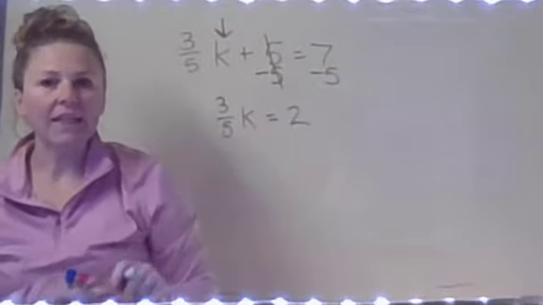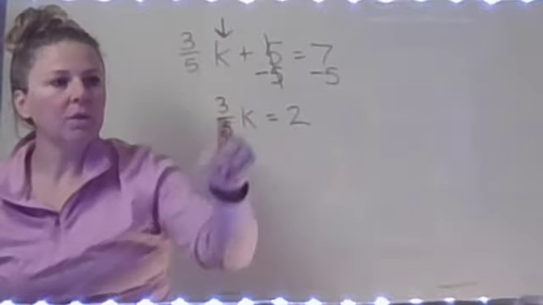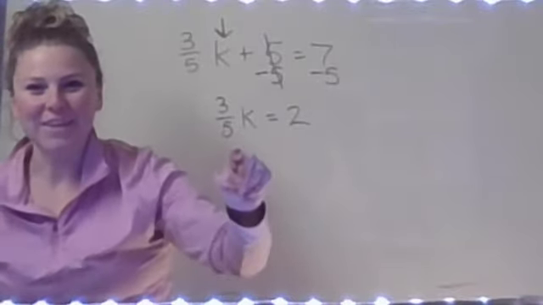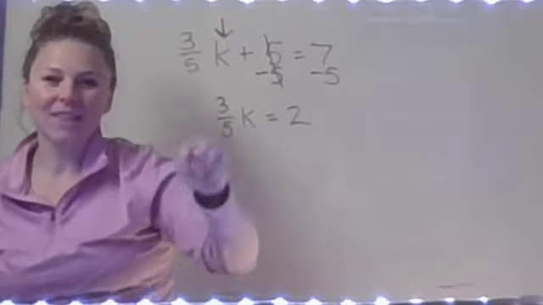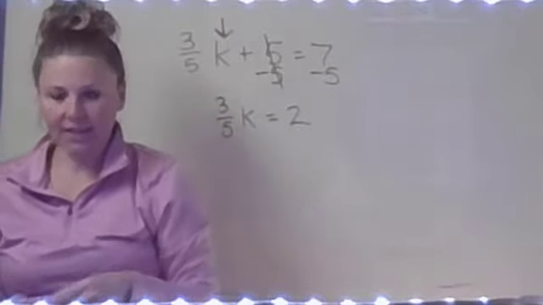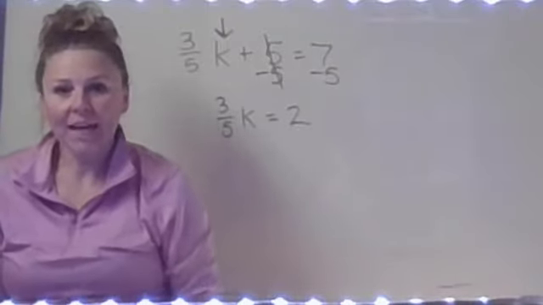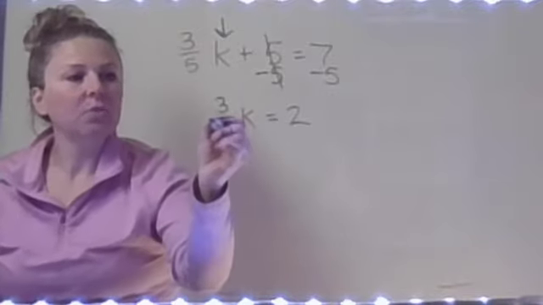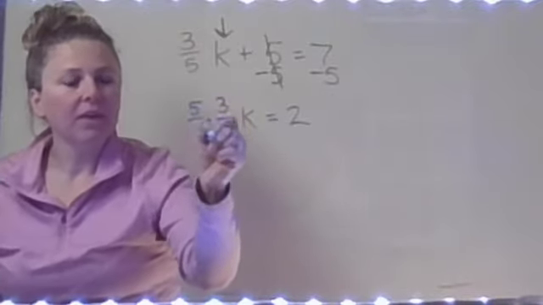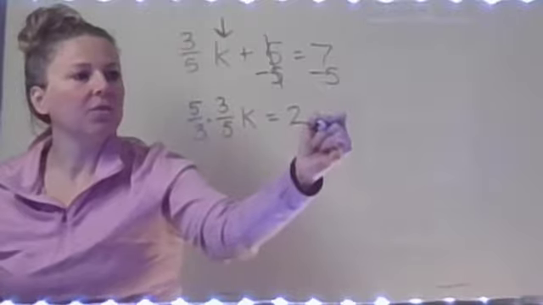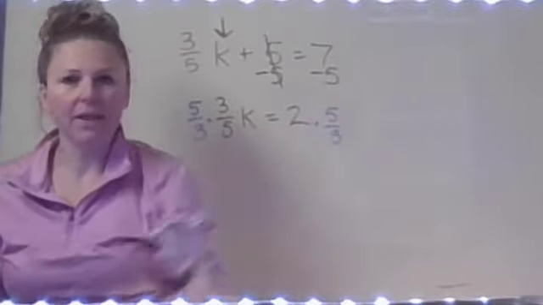And then we need to get the k alone. So what do we multiply? I just gave you the answer. What do we do to 3/5 to get it gone, to get it to be a 1? Because 1k is the same as k. And you multiply by the reciprocal. And we did that in the last video. So over here, you also multiply by the reciprocal.